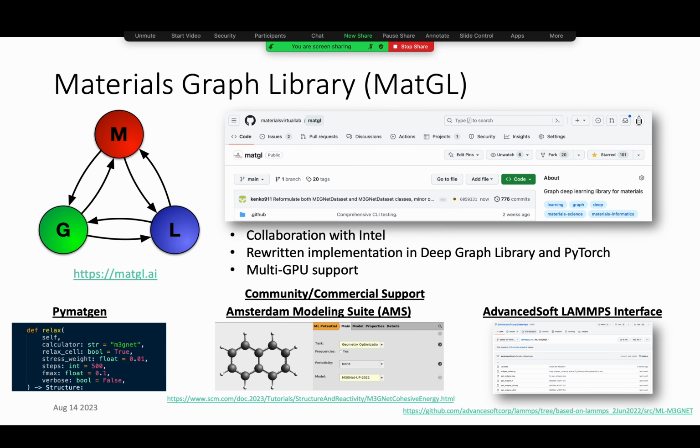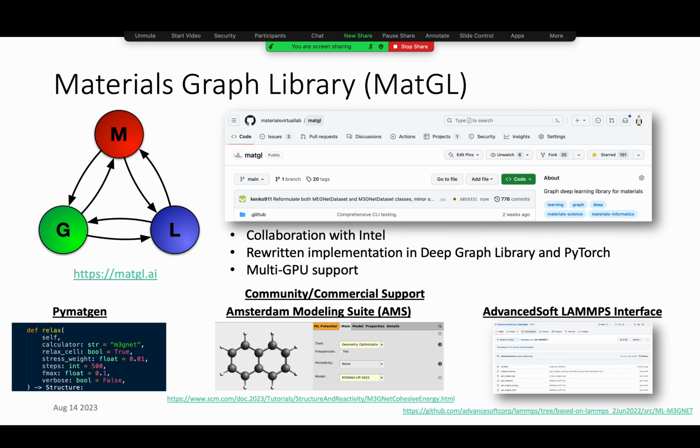Okay, so all this is implemented in this public GitHub repo called MatGL, or Materials Graph Library, okay? It is a collaboration with Intel, and it has multi-GPU support. So if you are interested in trying out M3GNet for yourself, you just go to matgl.ai and you can download the code, okay?